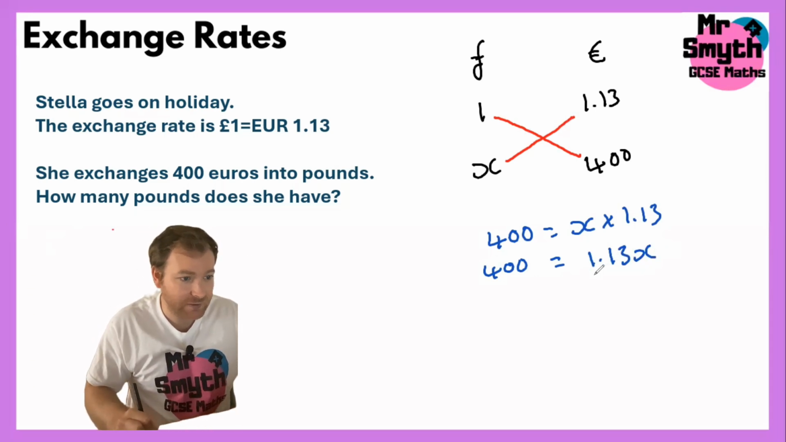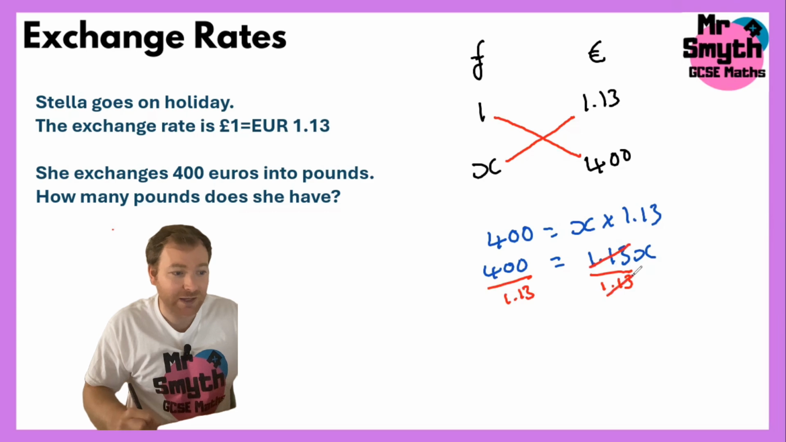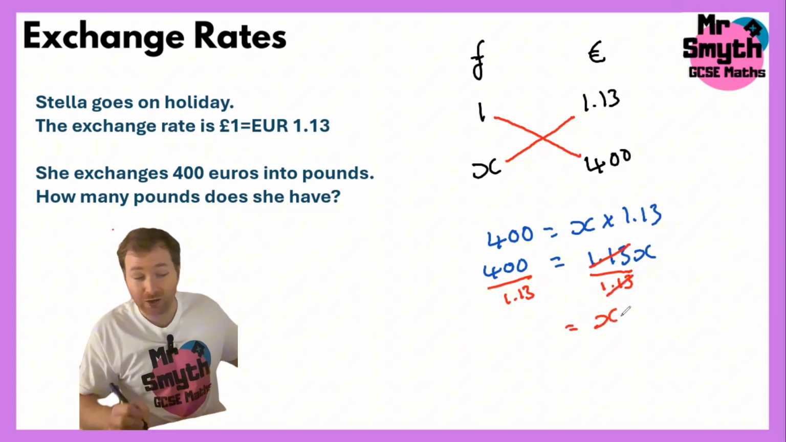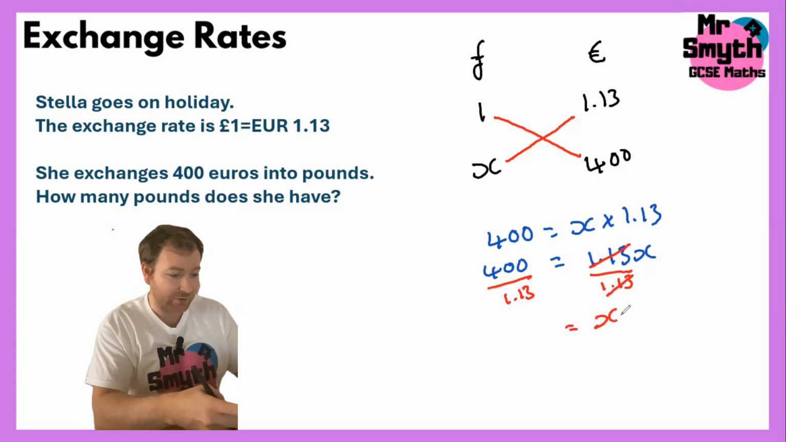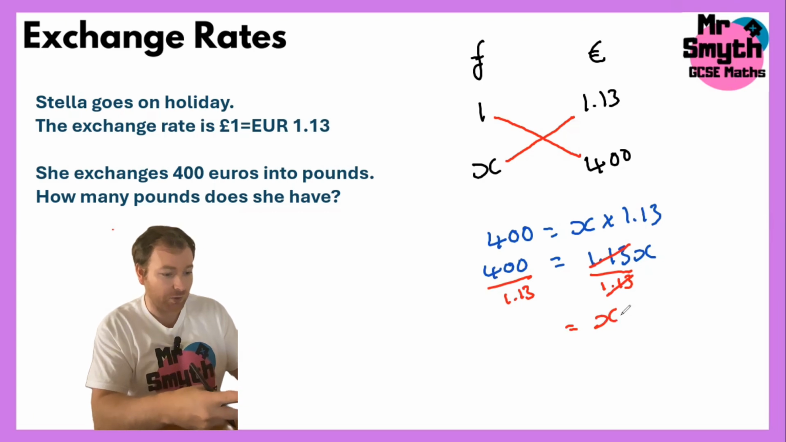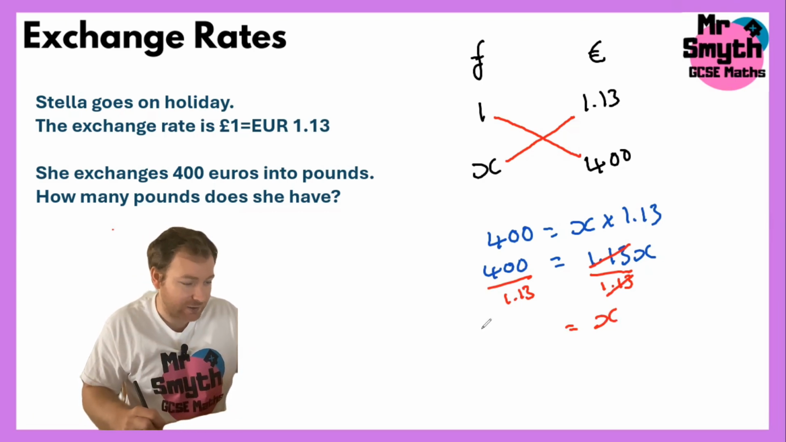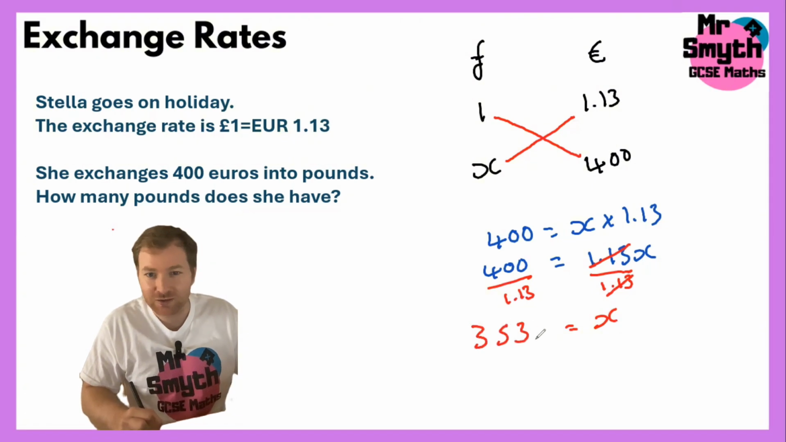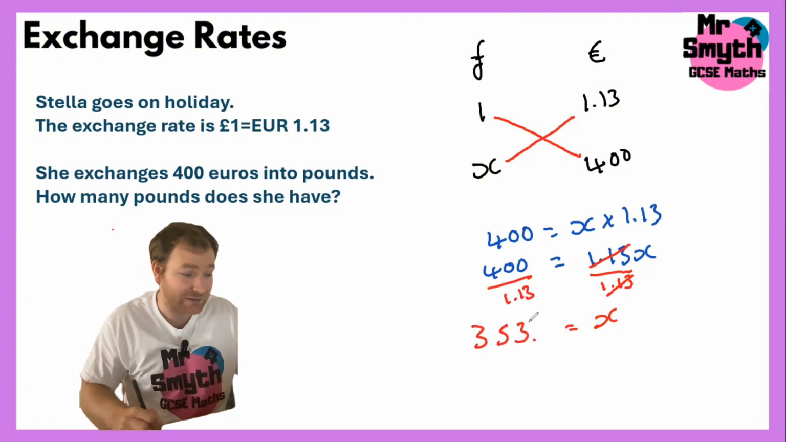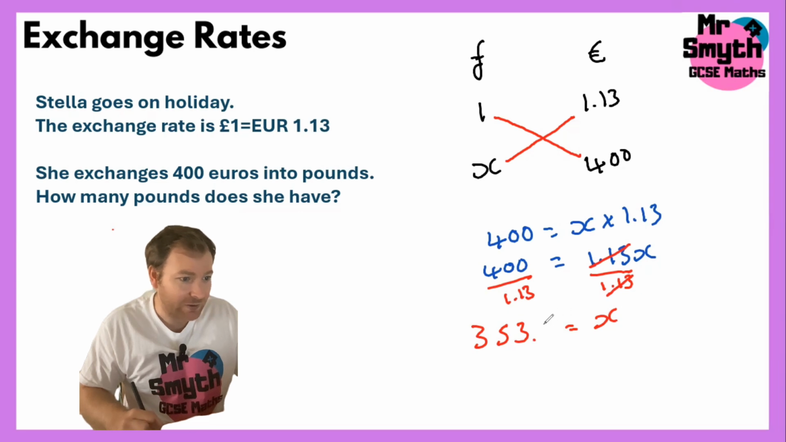Now, if I want to get X on its own, I need to divide both sides by the 1.13. So let's just draw that. Divide both sides by 1.13. So this cancels with this and it gives us just X on its own. So the calculation now is 400 divided by 1.13, and that gives us X is equal to 353. Remember, this is in monetary terms, so it's always 2 decimal places, isn't it? So this is going to be 0.98, and this is in pounds, isn't it?